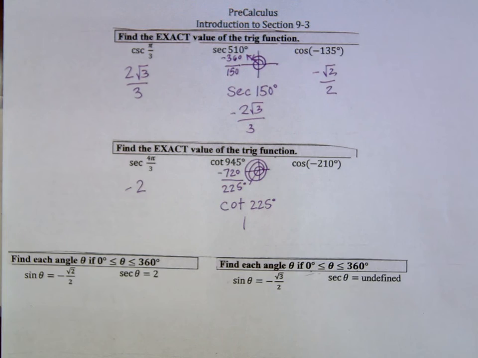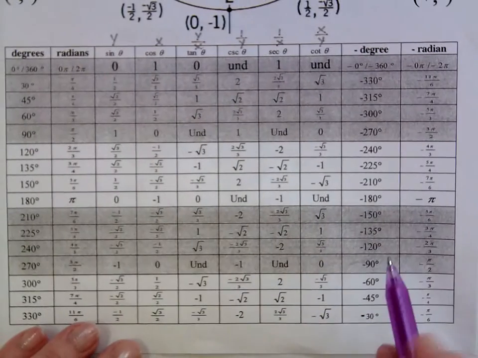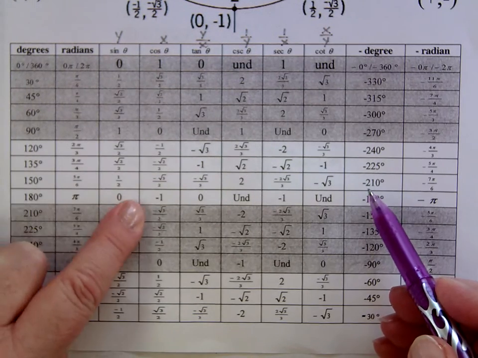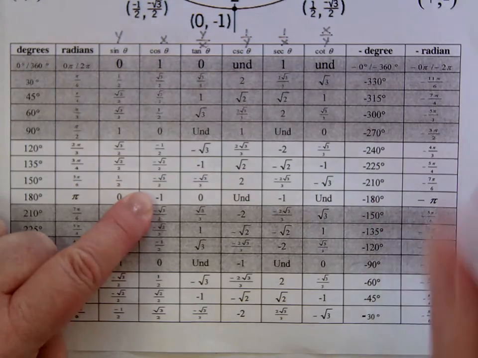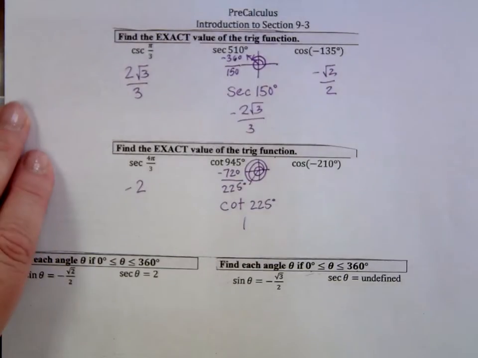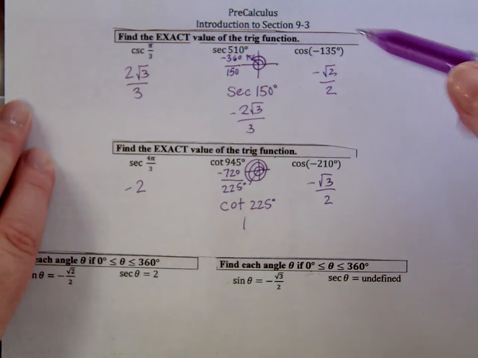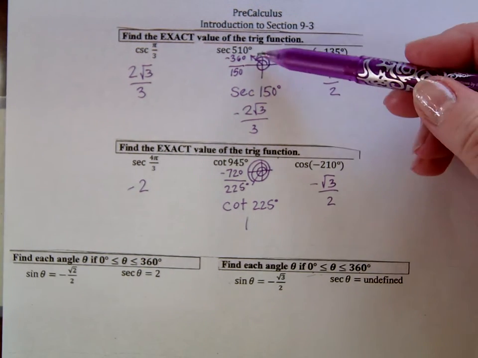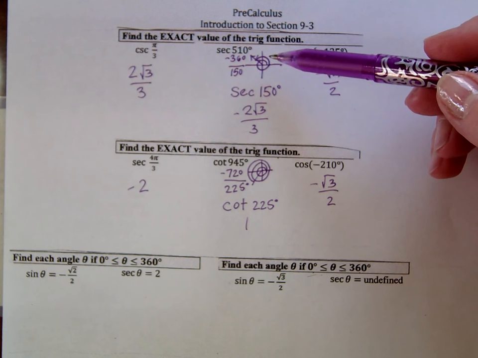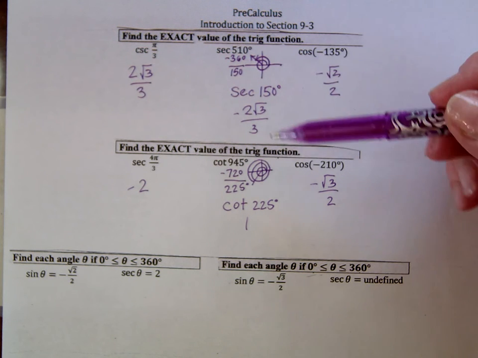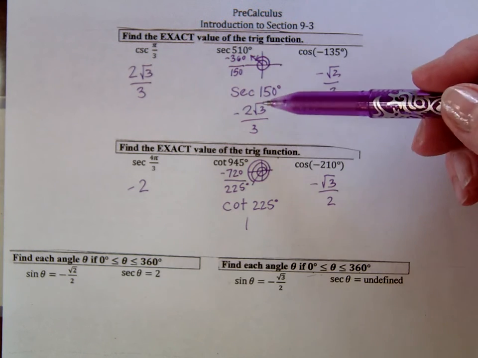Last one like this with the chart. If I take the cosine of negative 210, you find negative 210, and I want to know what the cosine is, so go over to cosine. Cosine is going to be a negative square root of 3 over 2, and that's your answer. So these first ones are just using your chart. Some of them you have to watch because they whirl around and you got to figure out what they're equivalent to, but what they're equivalent to will be something that's on that chart. So they're the first kind, find the exact values.